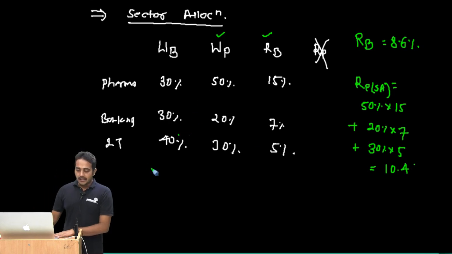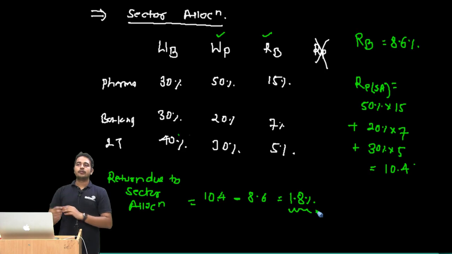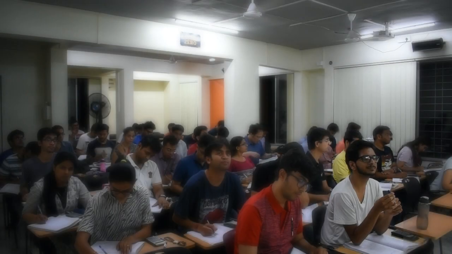10.4. And therefore the returns that could be allocated to returns due to sector allocation, those would be 10.4 minus 8.6, which is 1.8 positive. So this is your first component. Are we okay with this?